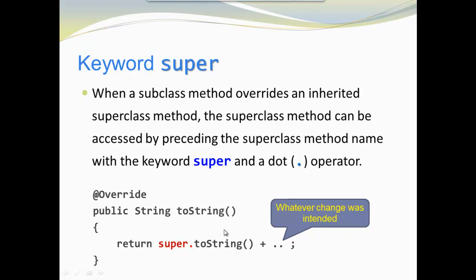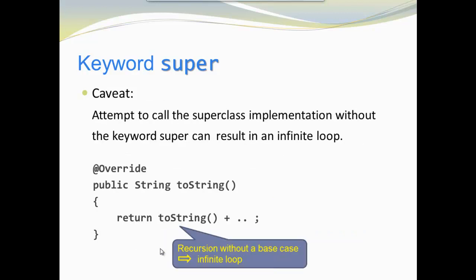By the way, do not override a method by only returning the superclass implementation. If this is your intent, if all you want is the implementation of the superclass, there is no need for overriding. Only override if you actually make a change. So here you can see the method call from your superclass, super.toString. Now here is a caveat.